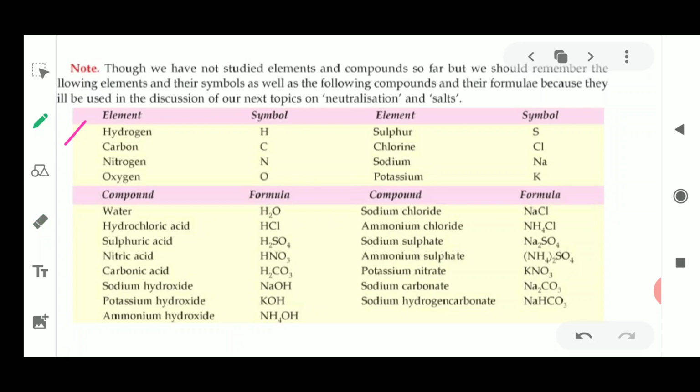Okay, so please write down these symbols in your copy, and you can learn these symbols before going to the neutralization topics. Okay, so some salts are given, some bases are given, and some symbols are also given. So let's see one by one.